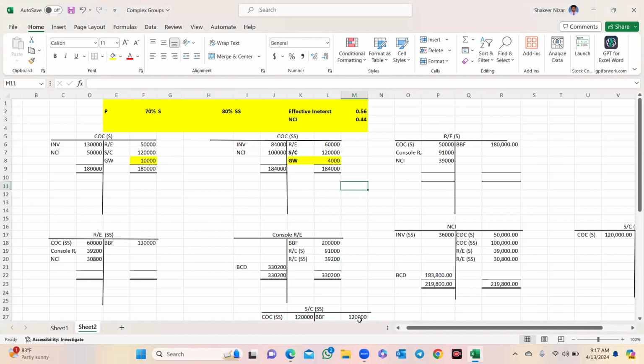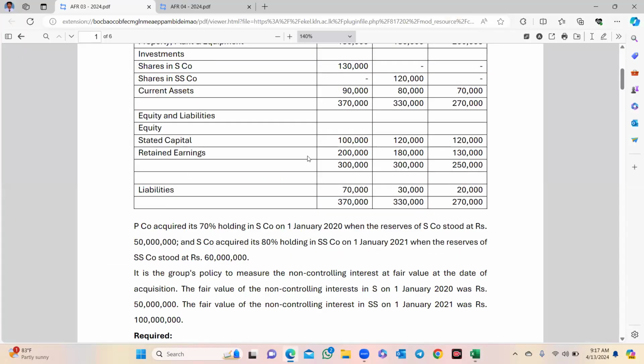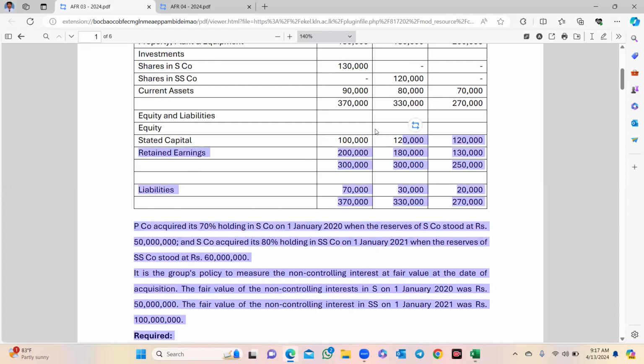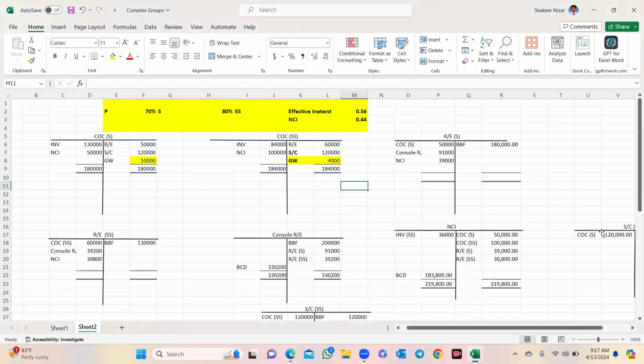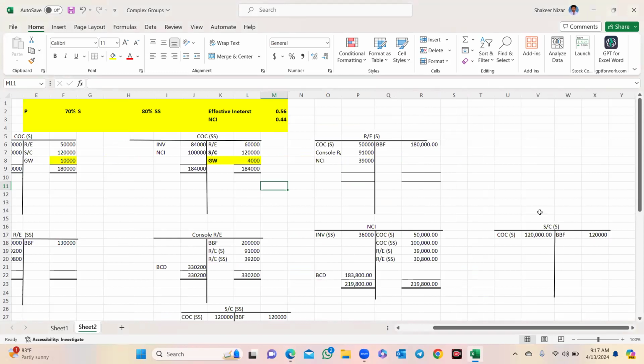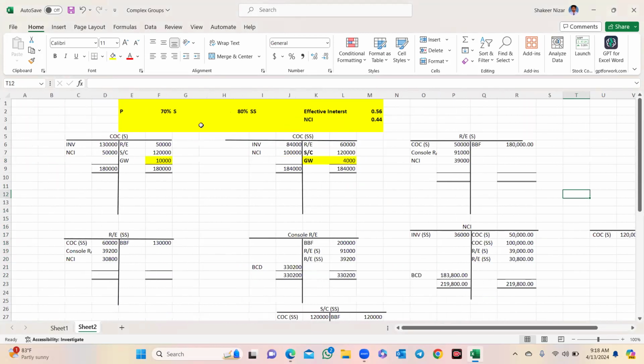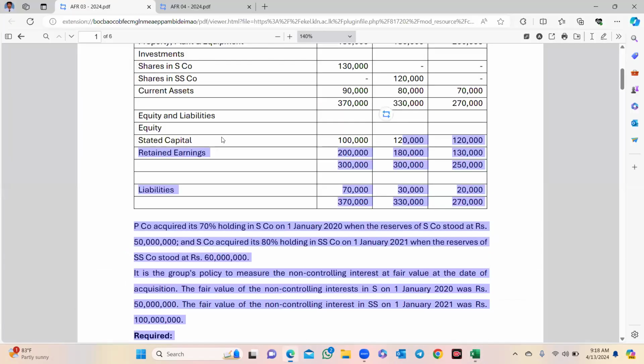The stated capital, since there is no issuance of stated capital, we can recognize this 120,000 as it is. The stated capital account of subsidiary is debit, here you can see debit, and the cost of control account credit, right? Stated capital here.